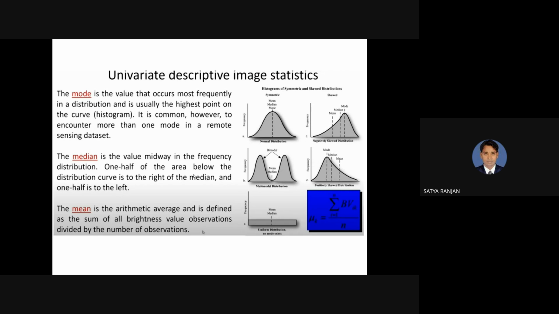Then the median is the value midway in the frequency distribution, so one half of the distribution is below it. Then the mean is the arithmetic average, the sum of the brightness value observations divided by the number of observations. So these are some statistical calculations: mean, median and mode.